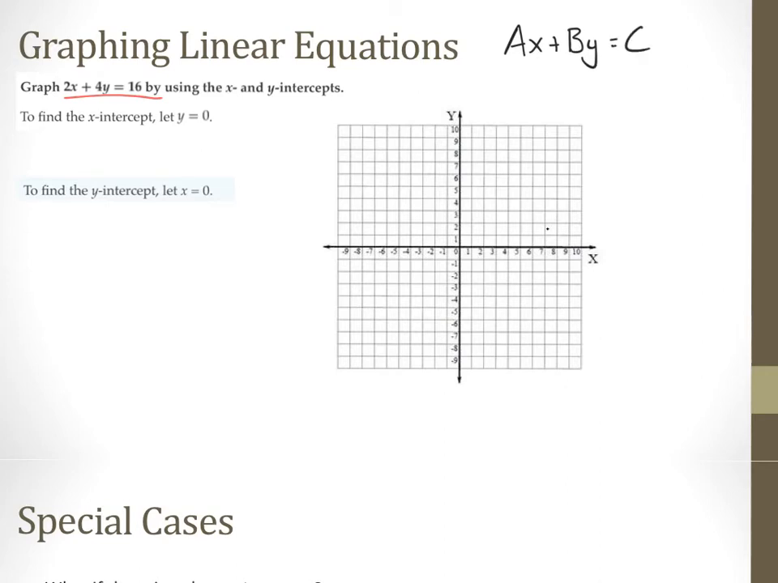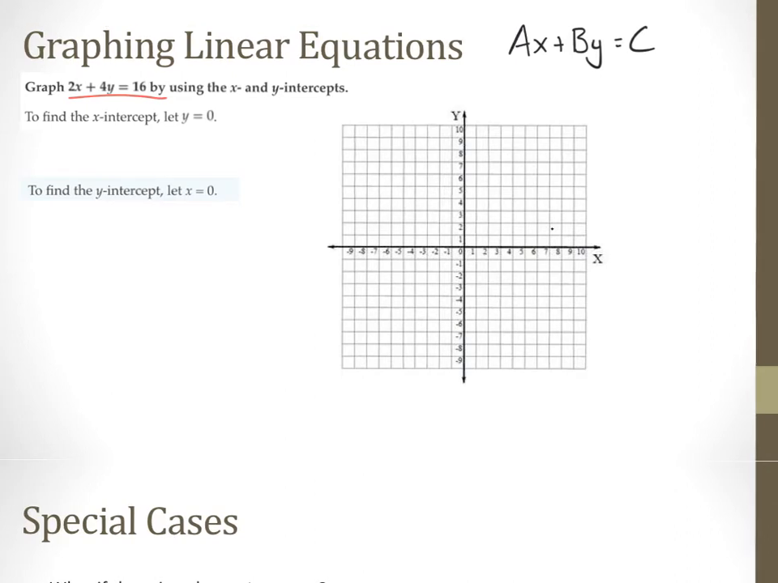Now, when you're graphing in standard form, you are actually going to be graphing by the x and the y intercepts and then connecting the dots. That's why we just went over x and y intercepts. The reason why you're using x and y intercepts is because they're actually pretty easy to find in standard form.